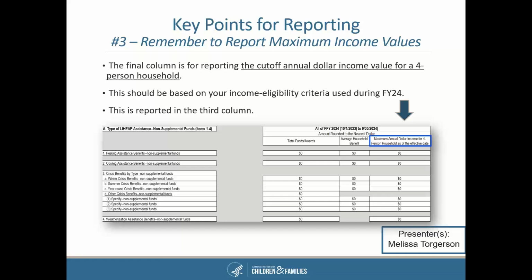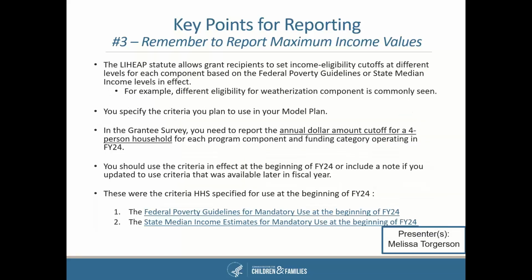And the third column, this is probably the easiest, or should be for all of you, is to report the cutoff annual dollar income for a 4-person household. And it should be based on your income eligibility criteria you used during FY24. And so if you go to the next slide, the easiest way to say this is many of you have a matrix, for example, where you look at income cutoffs. And if you do, then you go to the family of 4, this household size 4, and you plop that number in there.